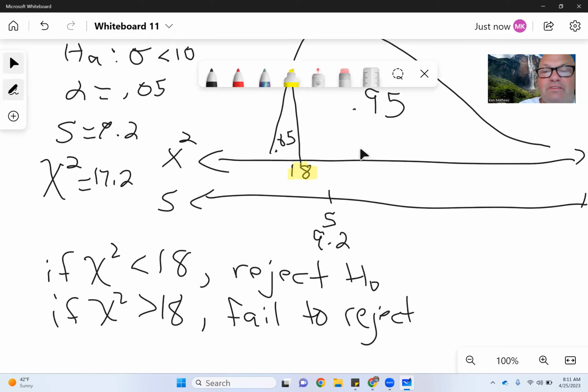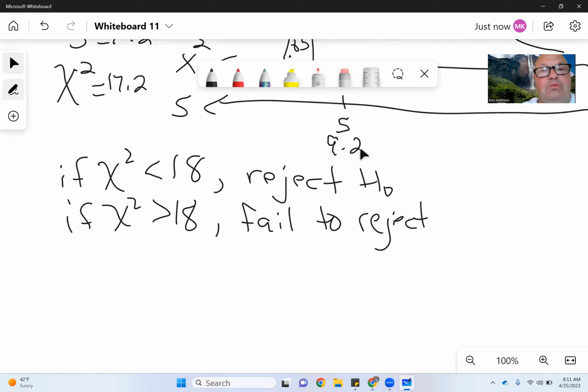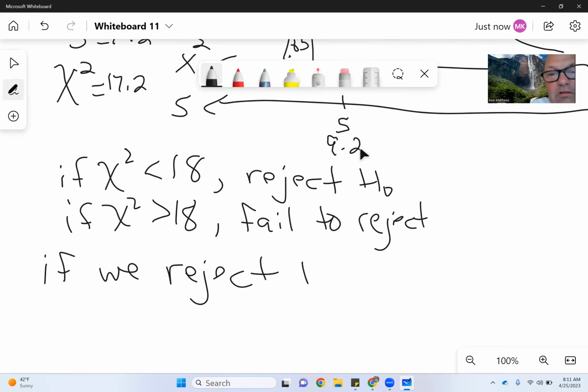Now, what does that mean? If we reject the null hypothesis, then the alternative hypothesis is true.